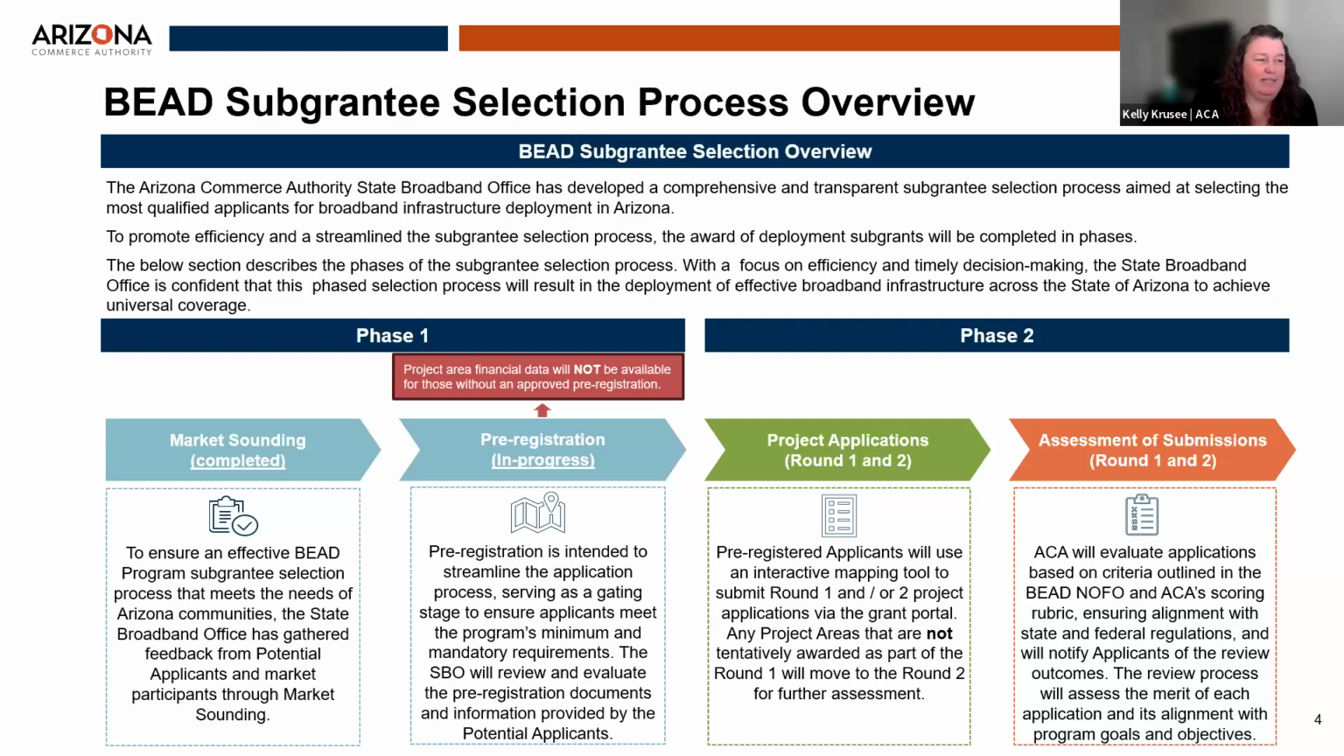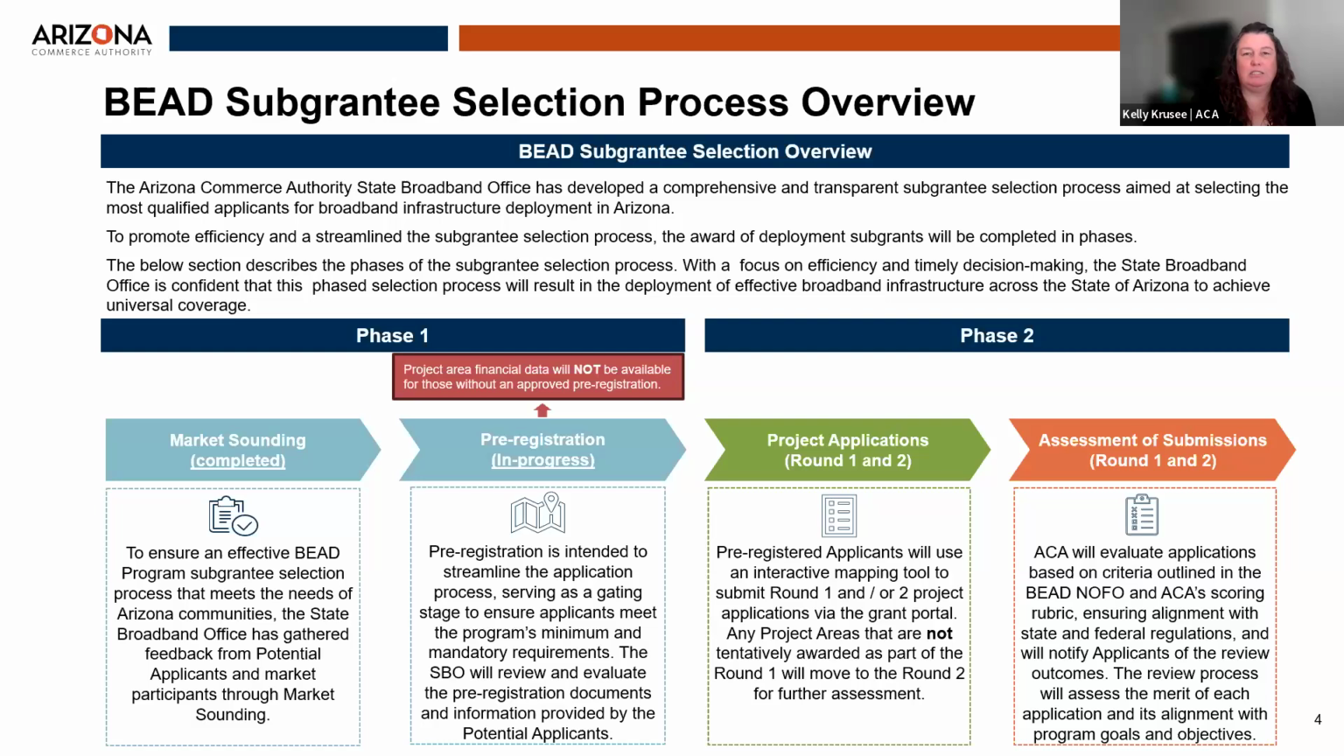This is divided into two phases. Phase one was market sounding, which we have completed already, and then pre-registration, which is in progress right now. You will recall, and everyone is aware, that in order to be eligible to apply for BEAD funding, you have to complete that pre-registration process. That process is happening right now, and we have been recommending since it opened on November 4th that completing pre-registration is recommended before the window opens on Monday, January 6th.